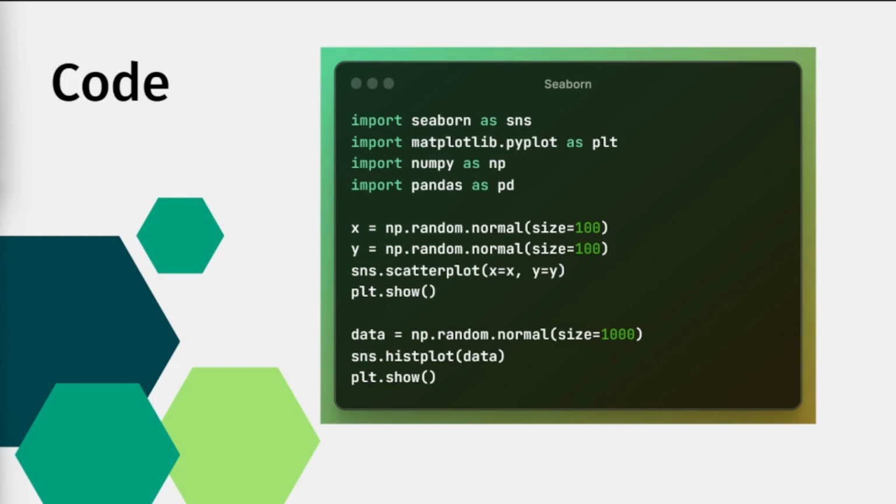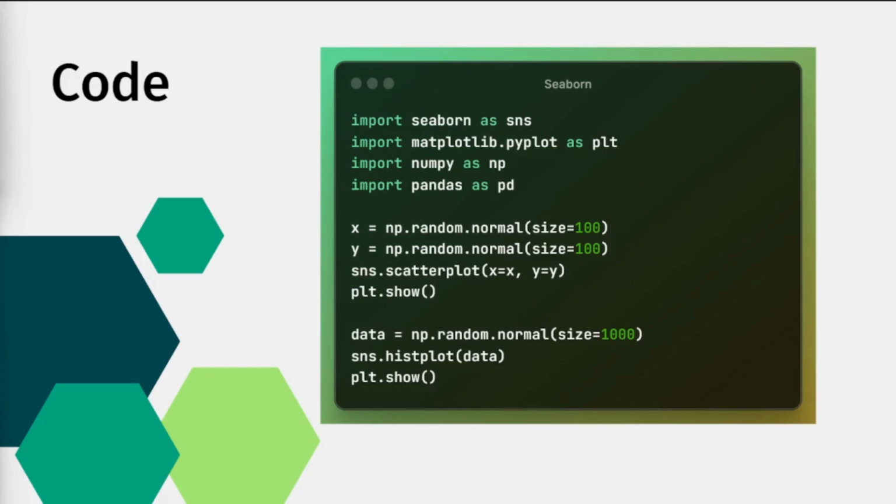We will start by importing the necessary libraries: import seaborn as sns, import matplotlib.pyplot as plt, and NumPy and pandas. We create a simple scatter plot using the Seaborn library. So we can create x equal to np.random.normal of size 100, similarly for y, and we have created a scatter plot and show it. This will generate a scatter plot with random x and y values.